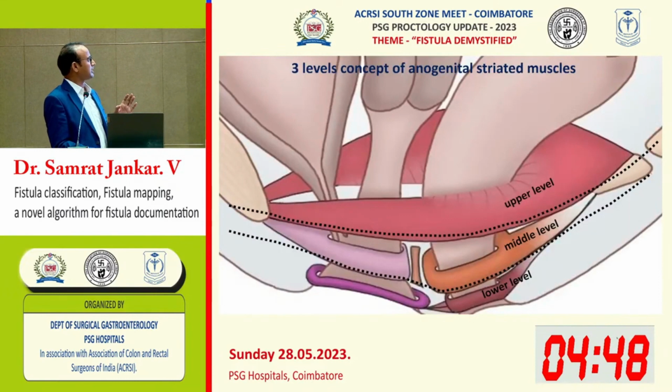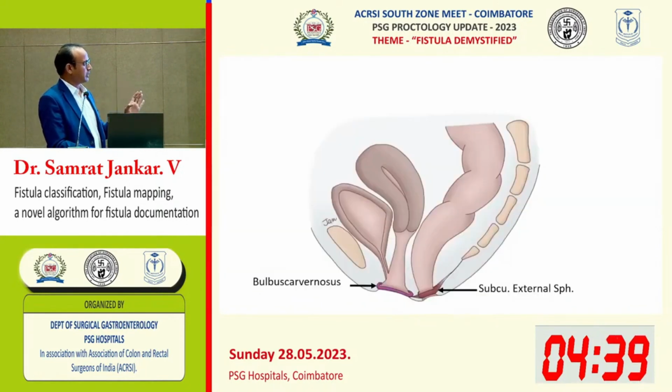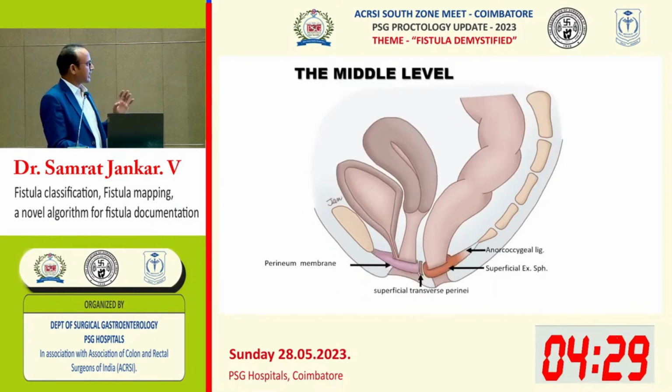So coming to that, he has given the 3-level concept of anal striated muscle: upper level, middle level and lower level. The lower level is the counterpart to bulbocavernosus, which is the subcutaneous external sphincter, which you can blindly cut. It is 8 mm to 1 mm and there is not going to be incontinence. The second level is the anococcygeal ligament to the superficial sphincter, the superficial external sphincter, which is separated from the perineum by the superficial transverse perineal muscle.